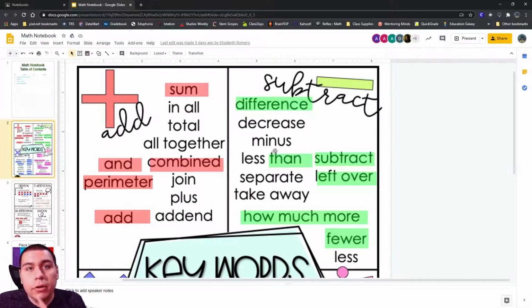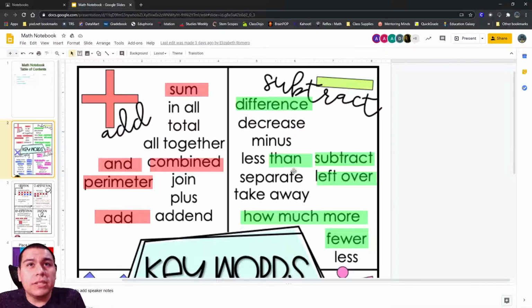Now, this is the tricky part, and this is why only "than" is highlighted in green, because they could say less than, or they might say more than. The important part is this, where they say than. They might just tell you to subtract. They might ask you to separate. They might ask you to find what is left over, to take away something. They might ask you how much more or how many fewer. They might say less.